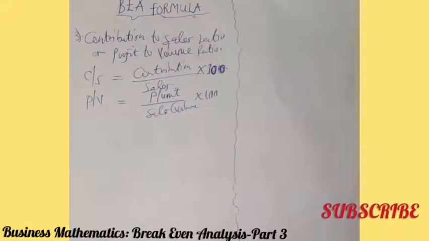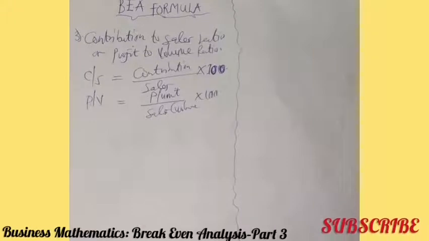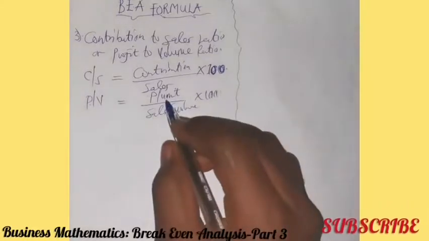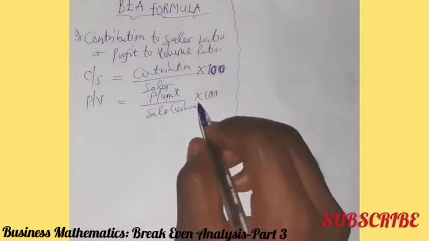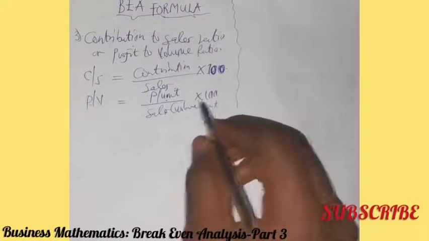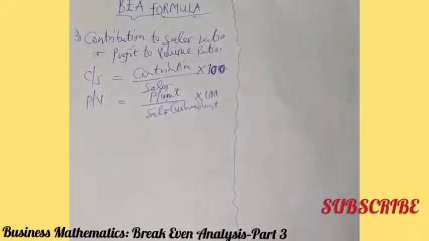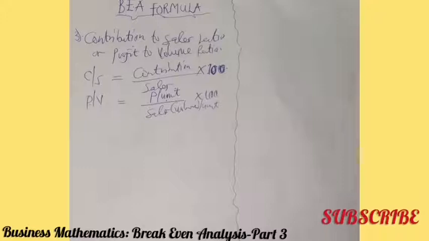So remember, with the contribution and the sales you're talking about, they are all per unit. You need to know that they are all per unit. That's why I have it to be per unit. So likewise here also, that's selling price per unit. So you need to take note of that, so that you won't mislead the total sales with your selling price per unit. So let's take note of that.